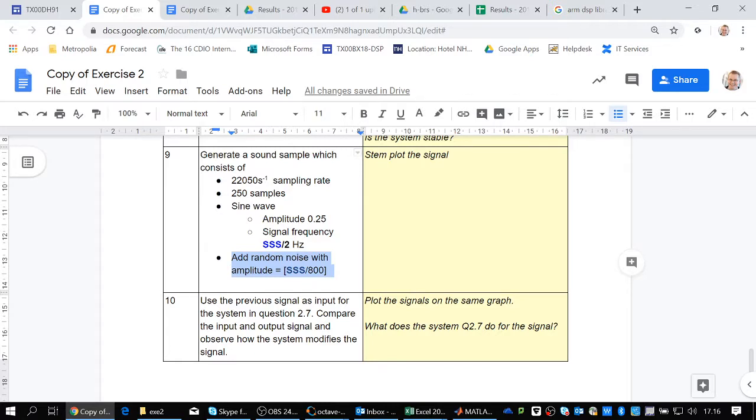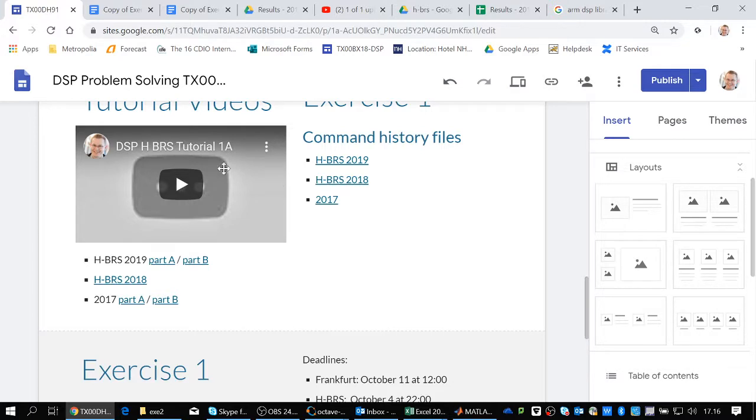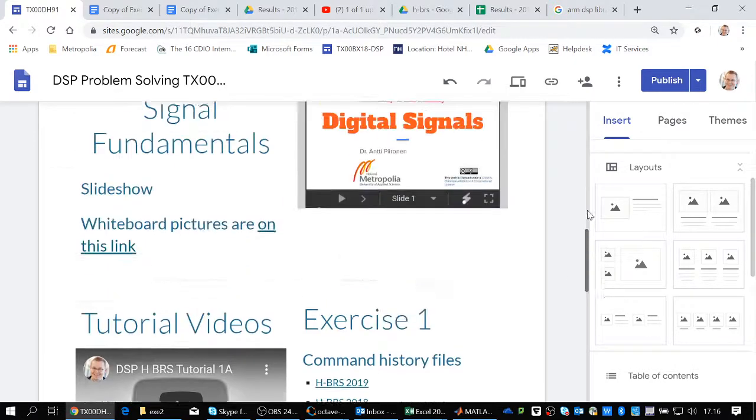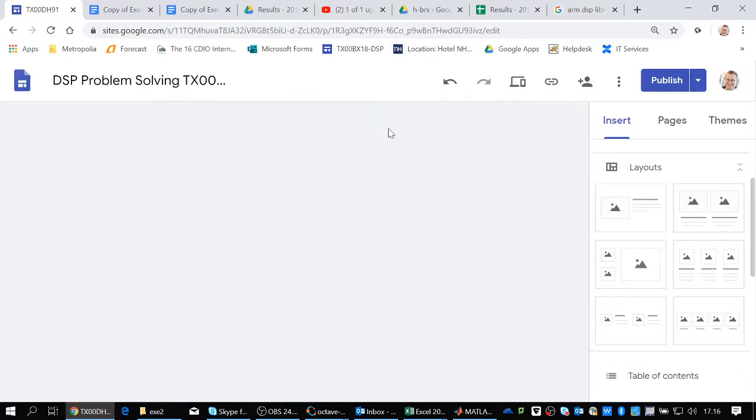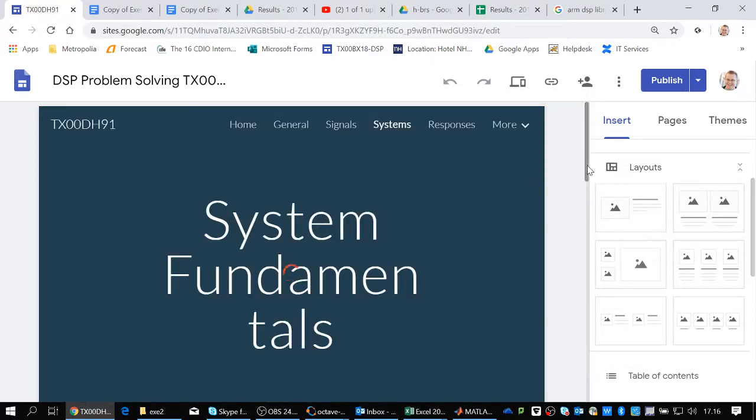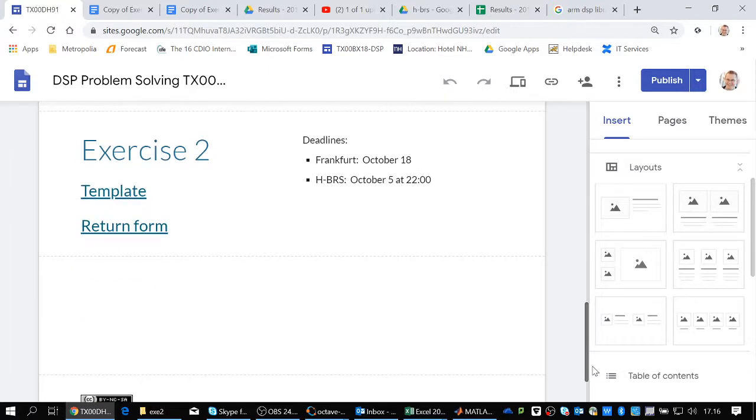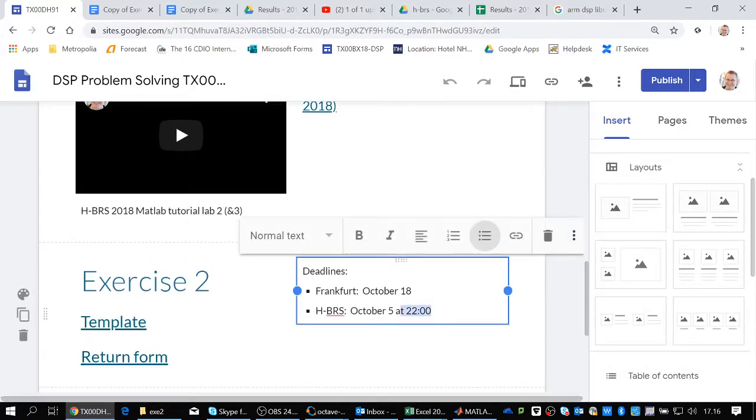Okay, good. But anyway, that was more or less everything I wanted to show you today. You still have some time to work on the second exercise. The first exercise deadline is today, but I think the second exercise deadline would be tomorrow. So I try to push this so that, yeah, October 5. Yes.